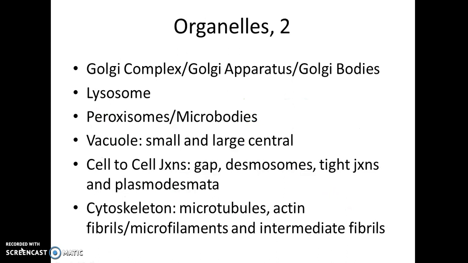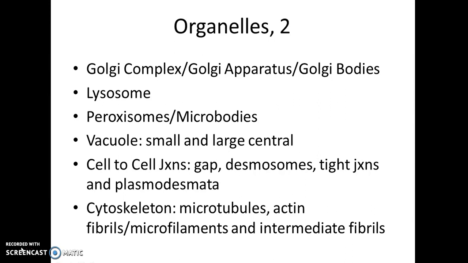Other organelles, the Golgi complex, Golgi apparatus, or the Golgi bodies. This has three names for the same darn thing. Lysosomes, which are formed from the Golgi complex, peroxisomes or microbodies, vacuoles. Now we have two types of vacuoles, small, usually found in animal cells, and the large central vacuole only found in plant cells. Cell-to-cell junctions, and we have gap junctions, desmosomes, and tight junctions. Those are in animal cells, and the plasmodesmata are found in plant cells.